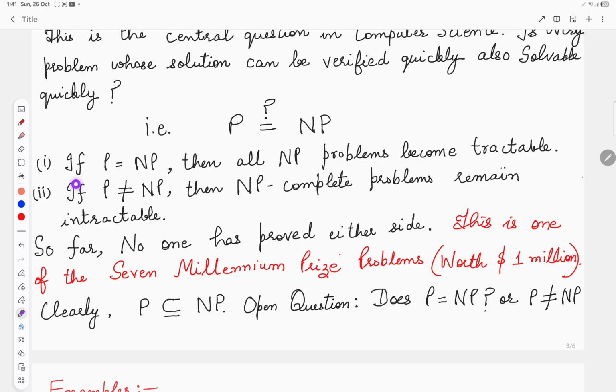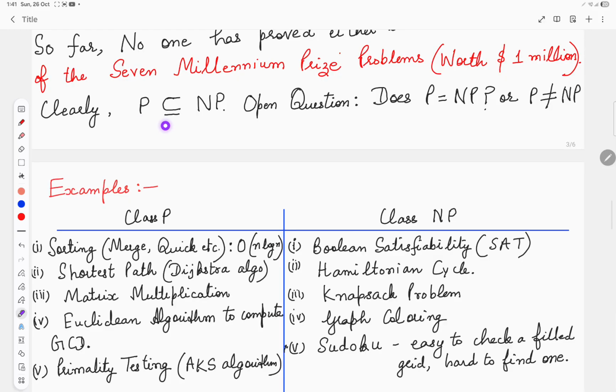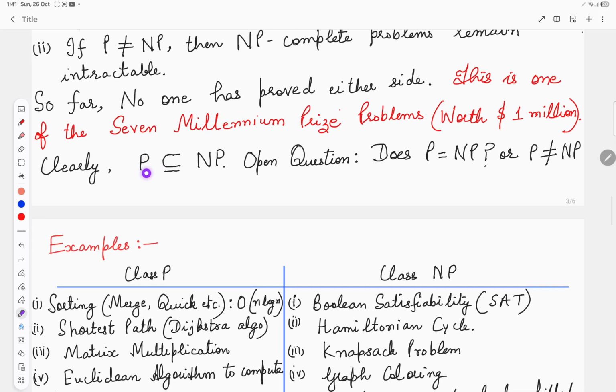So that means if P is equal to NP, then all NP problems become tractable, right? If P is not equal to NP, then there are NP complete problems. I will come to what is NP complete and NP hard in just a moment. So P type of problems are a subset of the NP type of problems.